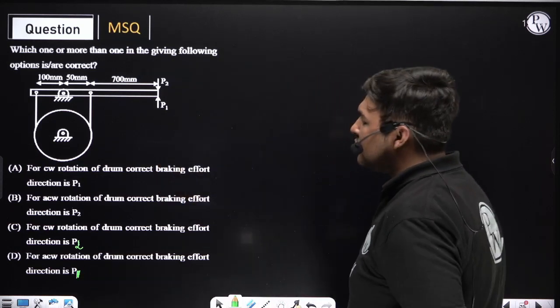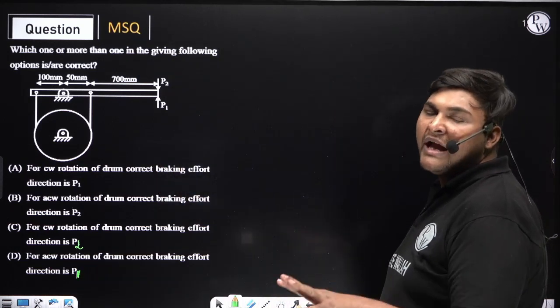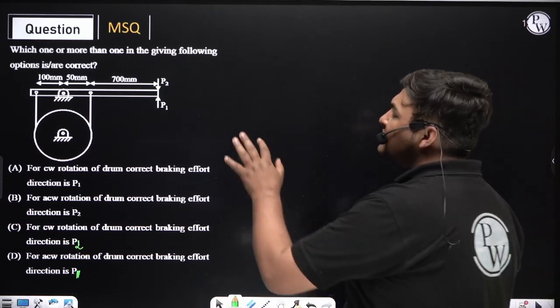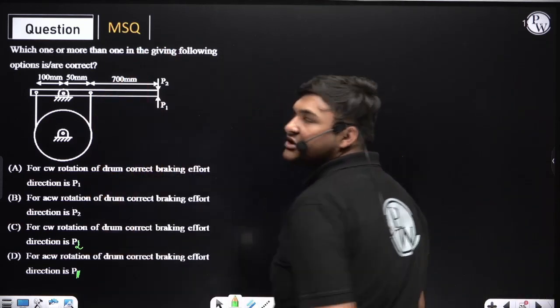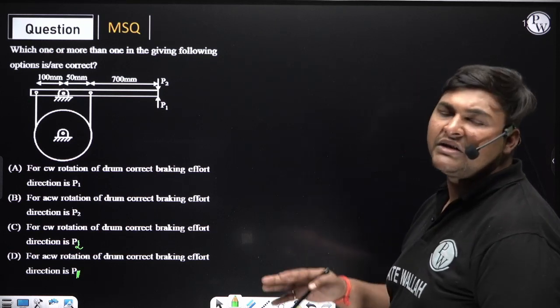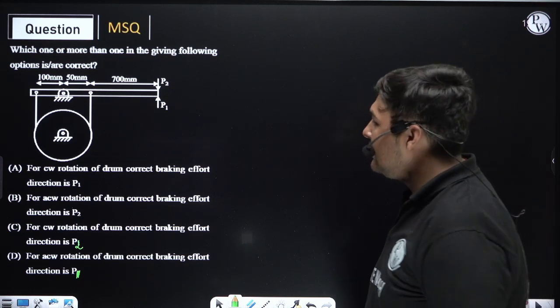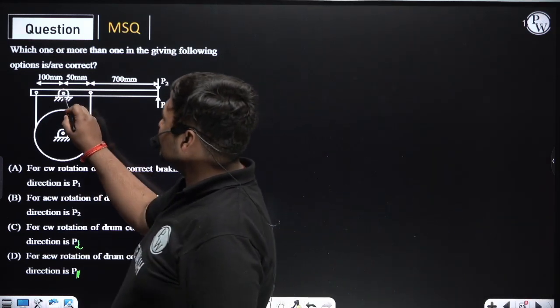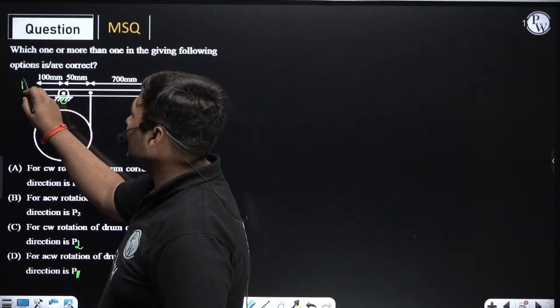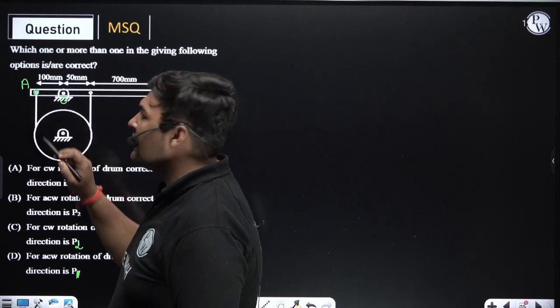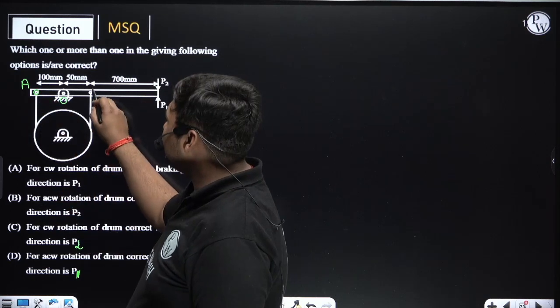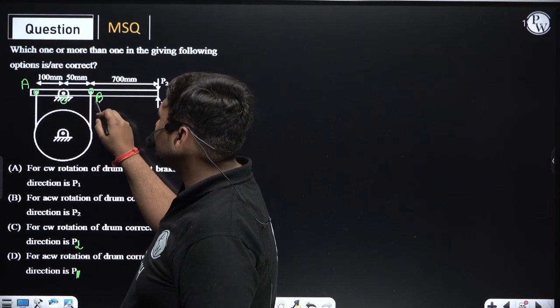So we have to find, for clockwise or anti-clockwise, which direction of braking effort is correct. But the direction of braking effort will not depend on rotation of the drum. For both rotations, the direction of braking effort will be the same, whether P1 or P2. But how to find that direction? Suppose this fulcrum I am denoting as A. This side band is pivoted here. I am denoting this point as B.